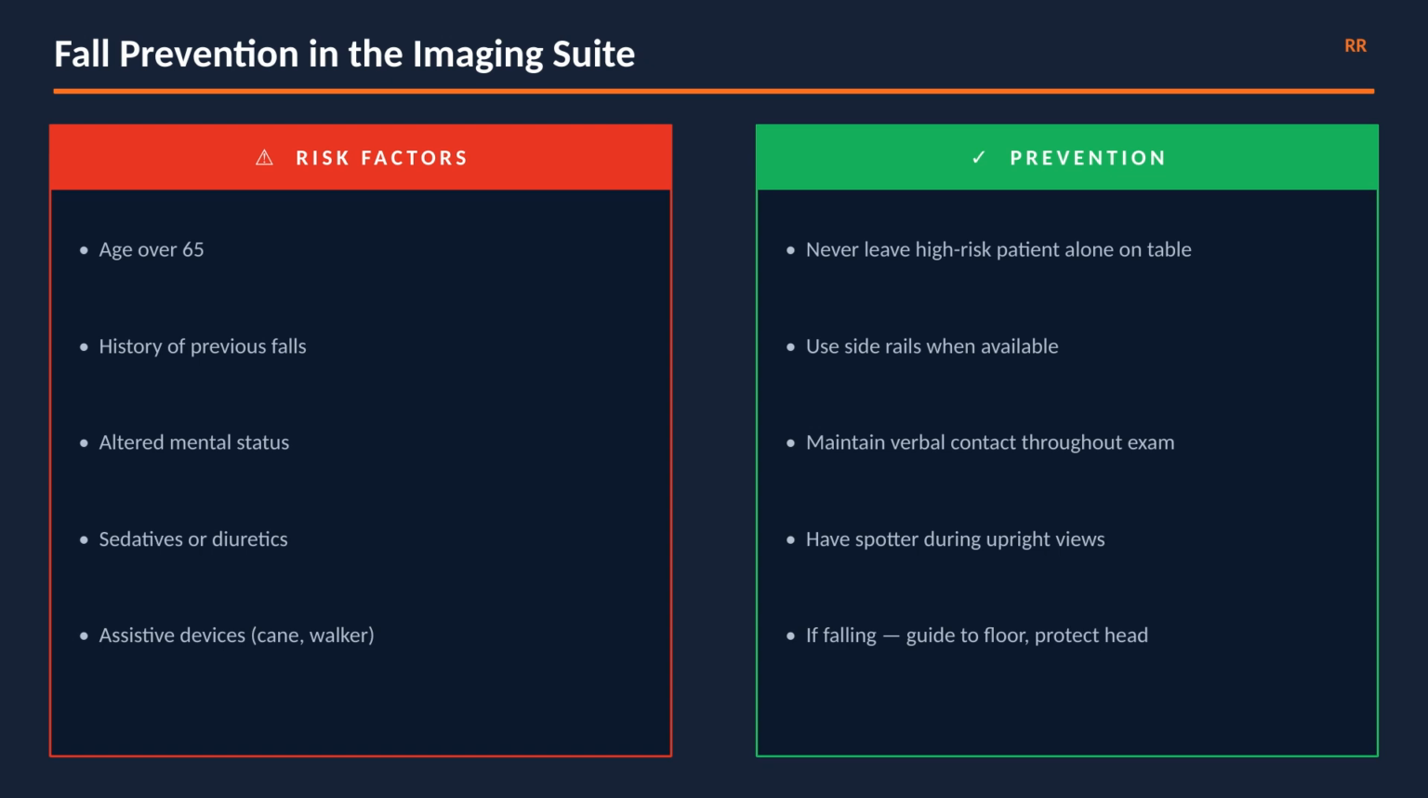Step away from the tube during every exposure, especially during C-arm and fluoroscopy work. Alternate between physically demanding and lighter tasks throughout your shift. Cumulative musculoskeletal injury over a career is real, and it is preventable.